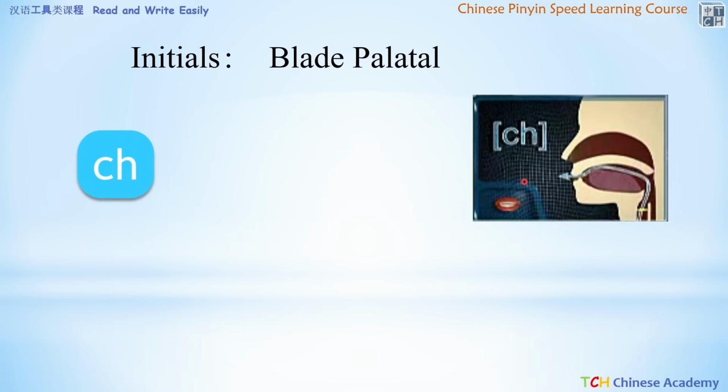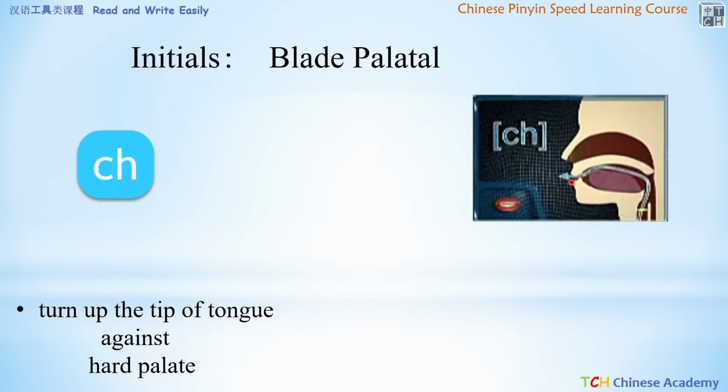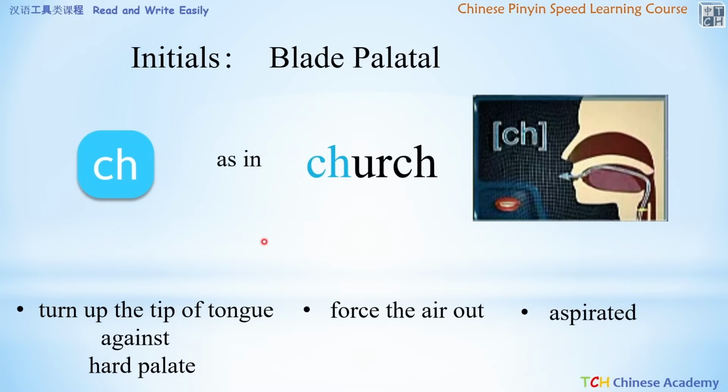The second blade palatal is ch. When pronouncing this sound, we also need to turn up the tip of the tongue against the hard palate. That means to roll your tongue and then loosen it a bit, and by this time force the air out, and the sound is aspirated, just as in the English word church. So 吃.